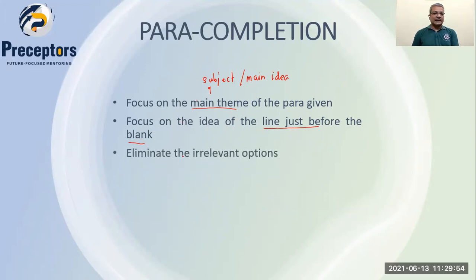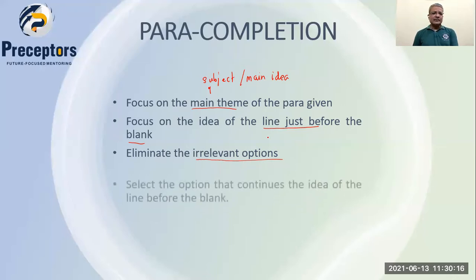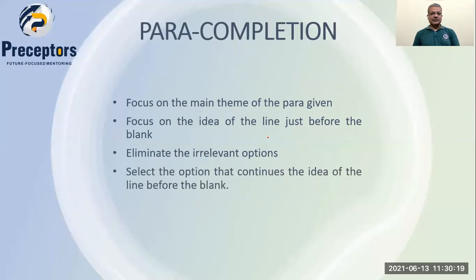Then, eliminate the irrelevant options. Now, how do you eliminate the irrelevant options? I had gone through it in my previous videos as well. So those who want to check it out can go to the YouTube channel and check out the video. I had given some ideas about how to eliminate the irrelevant options. And once you have eliminated the irrelevant options, you typically select the option that continues the idea, so this one was pretty important. Something which continues the idea of the line before the blank.